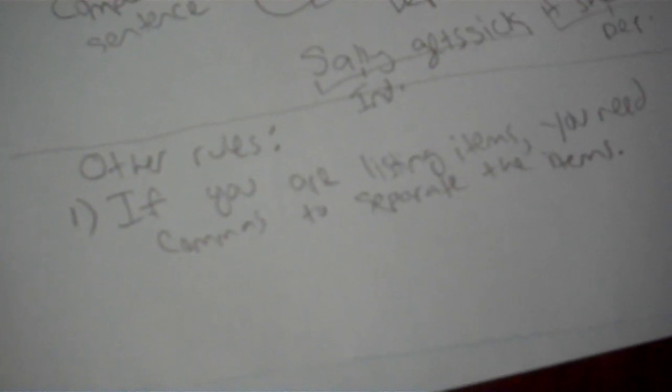So if you are listing items, you need commas to separate the items. Okay, so that one's pretty straightforward. So if you're listing a series of items like Susie eats cake, Coke, and cookies, you need commas to separate the items. Another rule, you need a comma if you have an intro word or phrase.